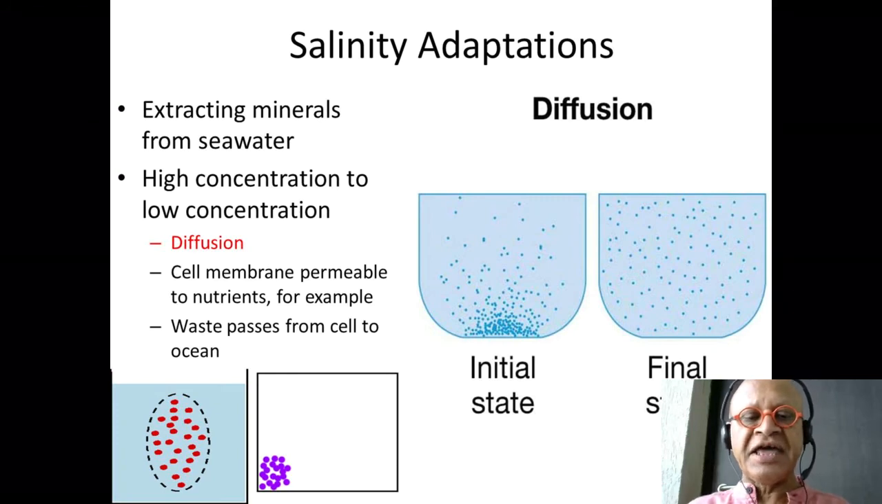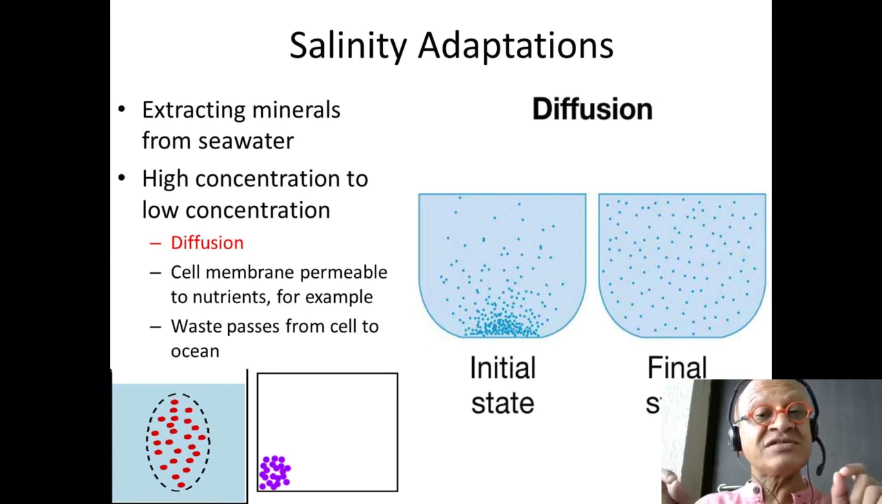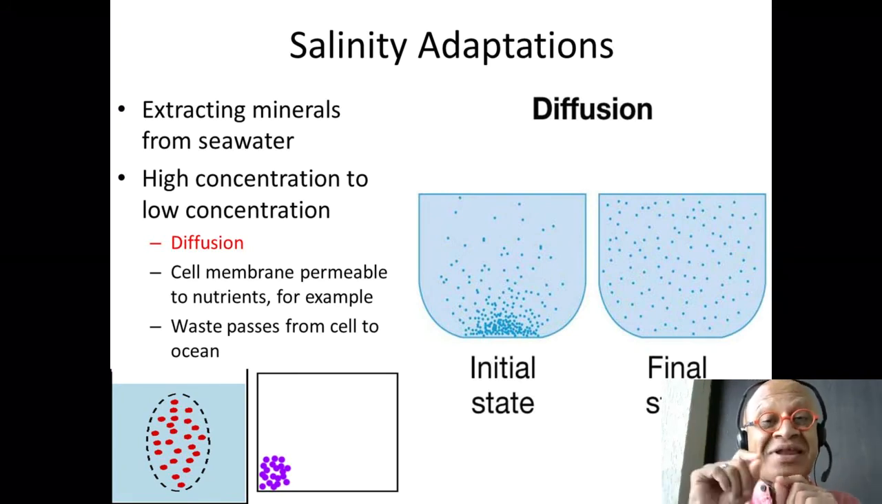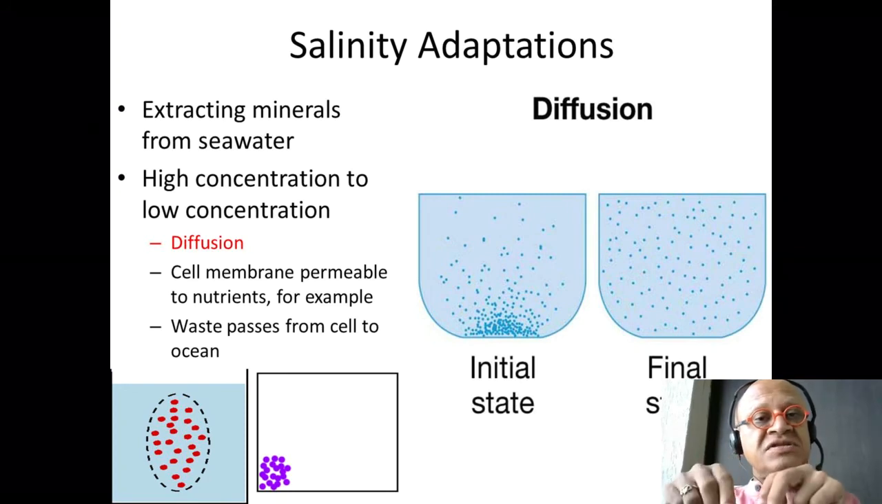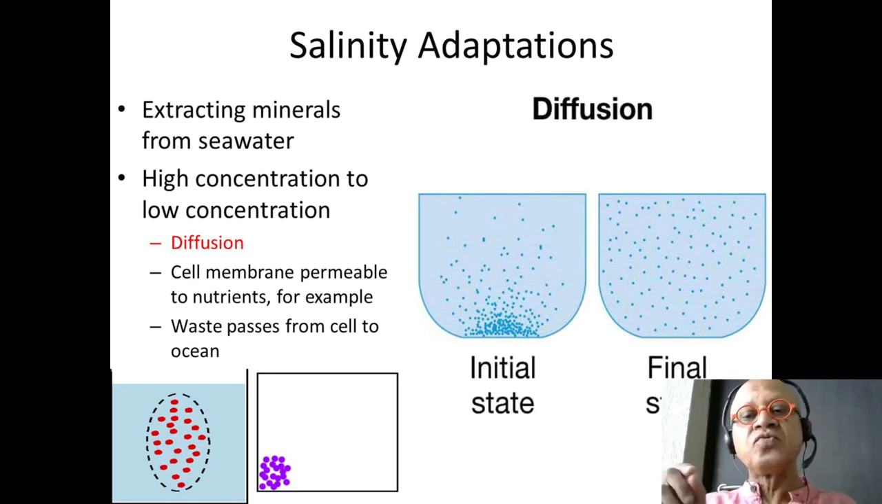You can see the animation here. I don't know if this animation worked or not. Let's see. Yes, it works. So it starts here and then diffuses out, and this one starts here and then diffuses out. This is a slow process. It's dependent on the gradient of the dissolved substance or the substance that is in the water. So the final state is that it's all distributed evenly throughout.